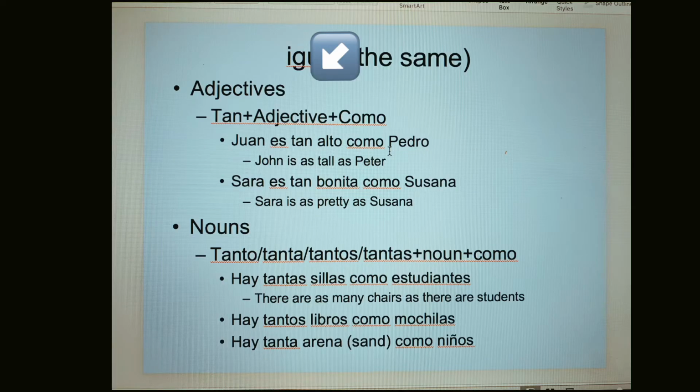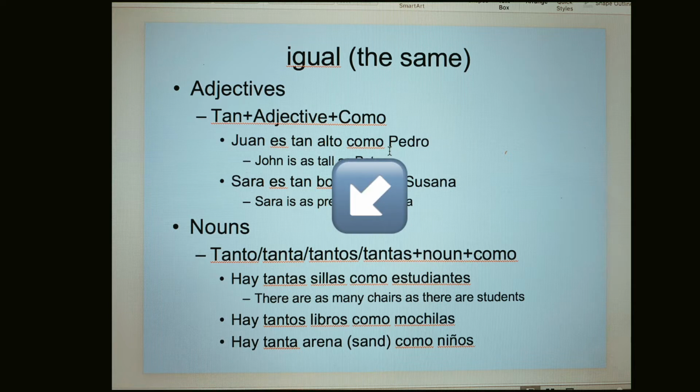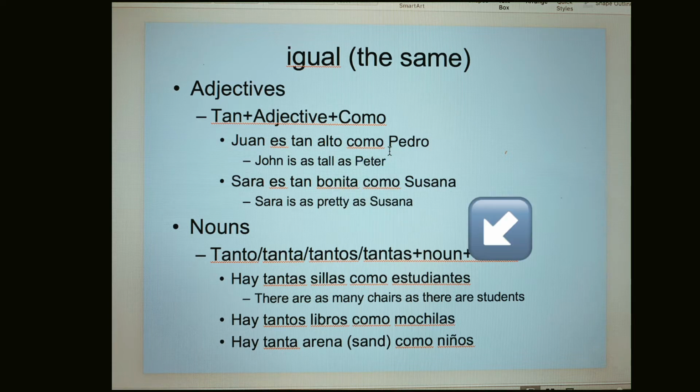With adjectives, use tan, then the adjective, and then como. For example, Juan es tan alto como Pedro. With nouns, use tanto, tanta, tantos, tantas, plus the noun, and then como. For example, hay tantas sillas como estudiantes.